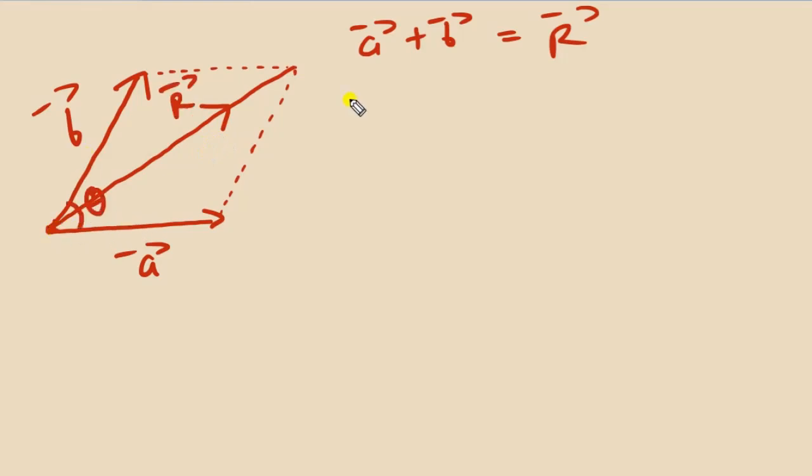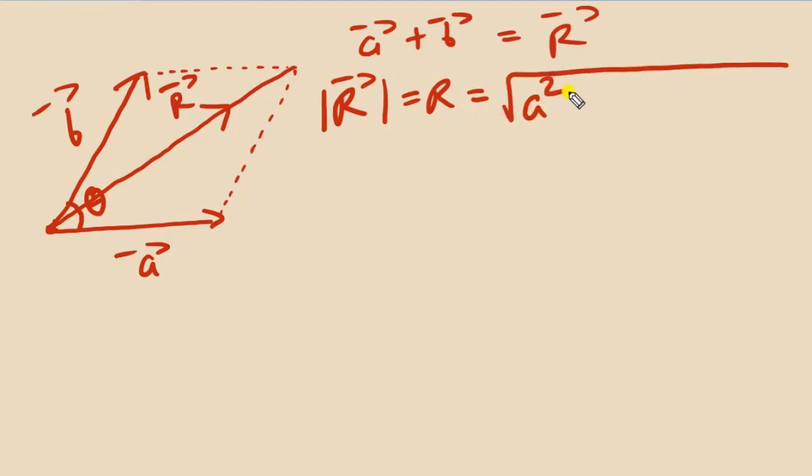The parallelogram law of addition of vectors says that the magnitude of the resultant vector, that is R, is equal to the square root of A square plus B square plus 2AB cos theta, where A is the magnitude of vector A, B is the magnitude of vector B, and theta is the angle between vector A and vector B.